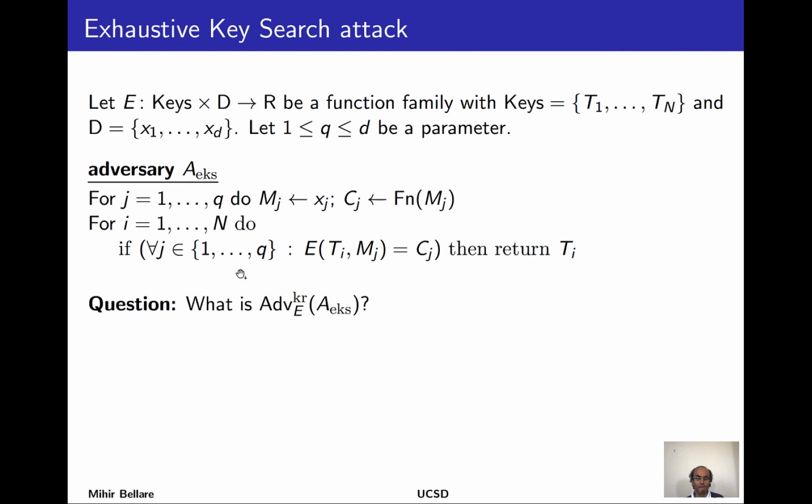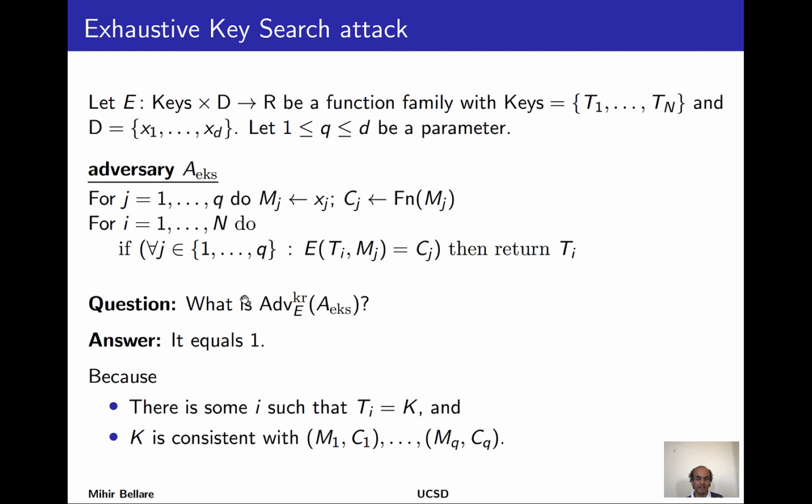So the analysis comes down to this, that the answer is very simple. The advantage of the adversary is 1. In other words, it always wins. It will always succeed in getting the game to say, yes, you won. Why is that? Because the target key itself has to be somewhere in this list. This list is a list of all keys. A priori, the adversary doesn't know where it is, but it's there somewhere. Let's say, for example, it's in position i.